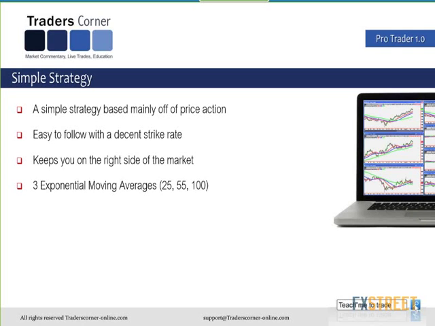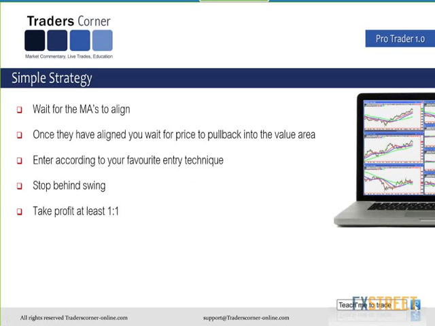All right. So 3 exponential moving averages. Yes, it's only good in trending markets, but fortunately, this will keep you out of most of the range-bound markets as well. The 3 exponential moving averages are the 25, the 55, and the 100 moving average. All right. 25, 55, and 100 moving average.